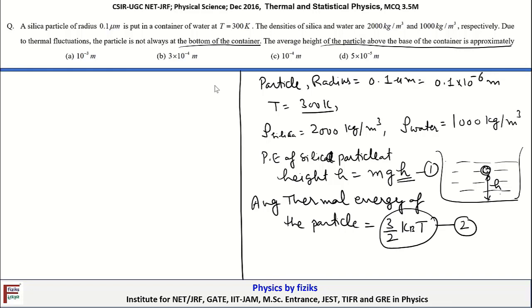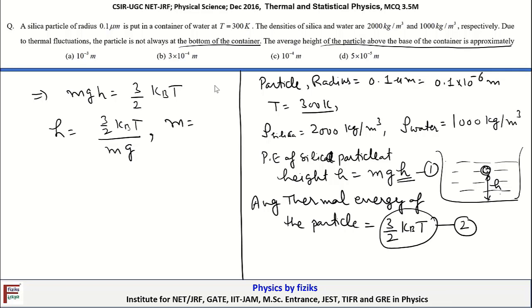Therefore mgh, the average potential energy, should be equal to the average thermal energy, which is 3/2 kBT. So from here we obtain H is equal to 3/2 kBT upon the mass of the particle and acceleration due to gravity. Note that the mass of the particle can be immediately determined from its density and its volume, so rho silica multiplied by the volume of the particle.